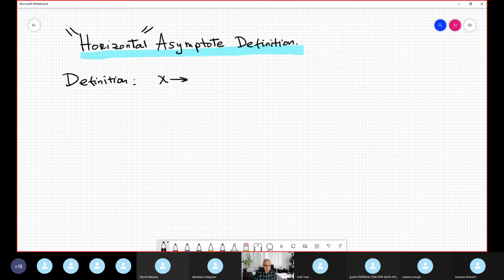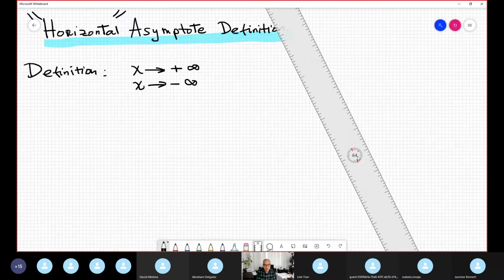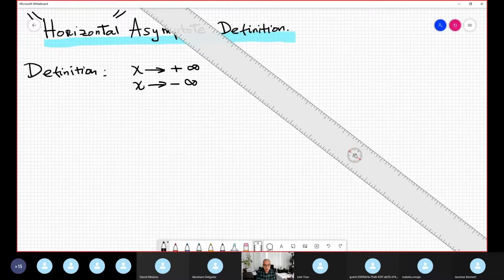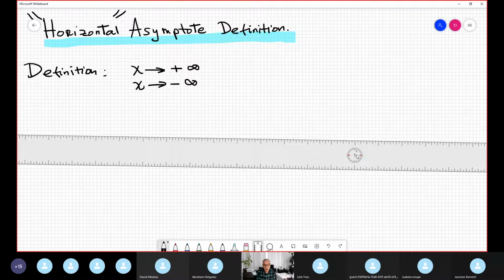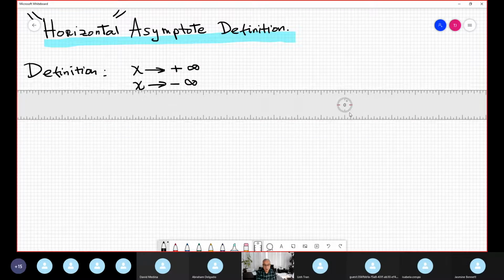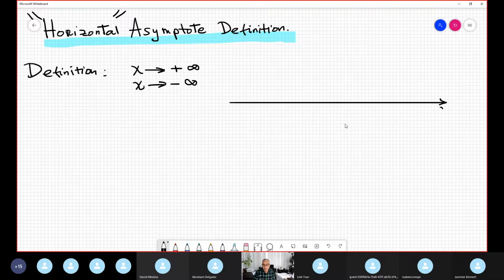End behavior means that x approaches positive infinity or x approaches negative infinity. So in both directions, we have, for example, the whole real number line. I want to investigate the value of our new function, not a polynomial, a rational function. This is a completely different idea. This is my real number line, and in that direction x approaches infinity.